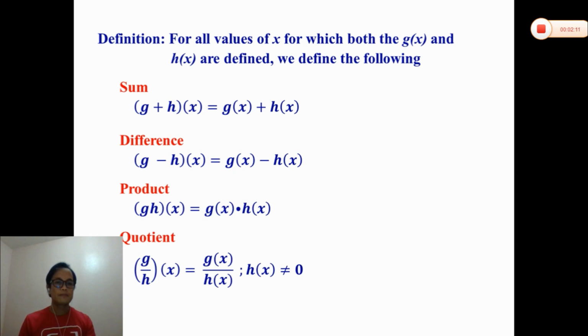For quotient, in performing division of functions, so if you are given the function g and h, so divide g over h. We have to remember the restriction that h of x should not be equal to 0. When we say h of x, that is in the denominator. H of x must not be equal to 0 because this will make the whole function undefined. Okay, let's start.